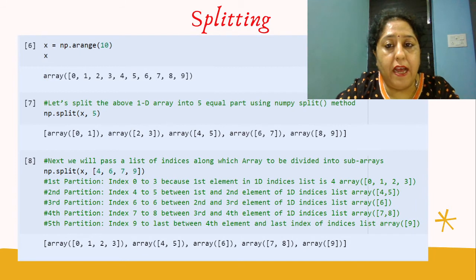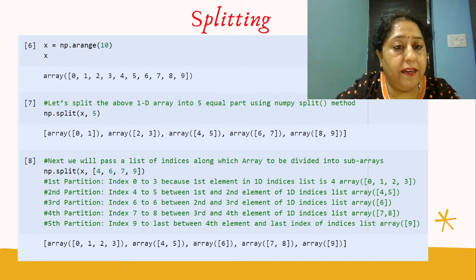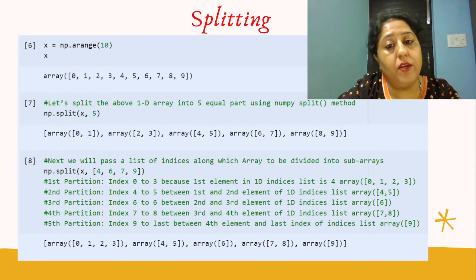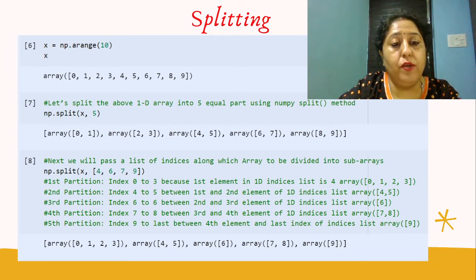See, here we have created an array again by the arange function, giving the value as 10. So the array X will have values from 0 to 9. Now let us try to split this one-dimensional array into 5 equal parts. So you will write np.split(x, 5), where the first parameter is the array which needs to be split and the second parameter is the number of equal parts in which you want x to be split, that is 5.